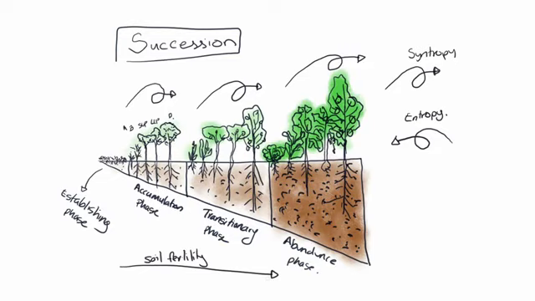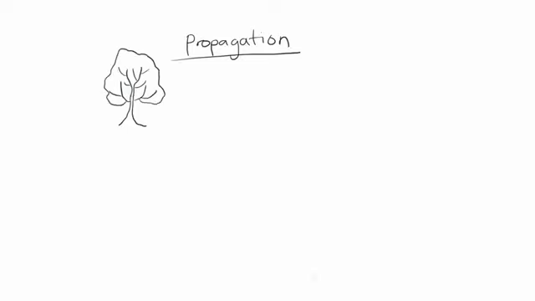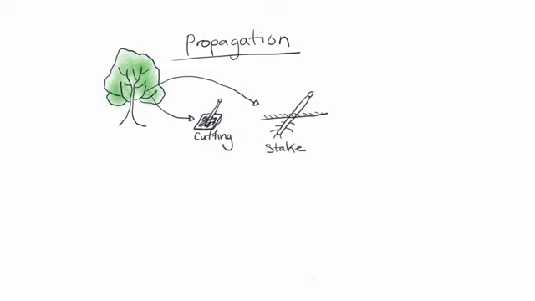The next category we want to look into is propagation. So we can either take cuttings, stakes, which we can push directly into the ground, root suckers or runners, or directly plant things via seed.